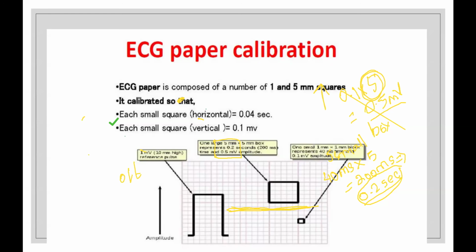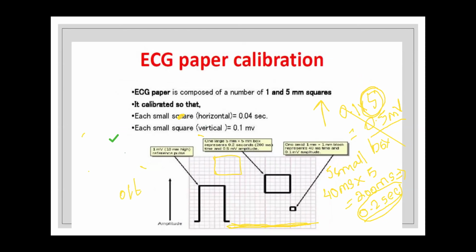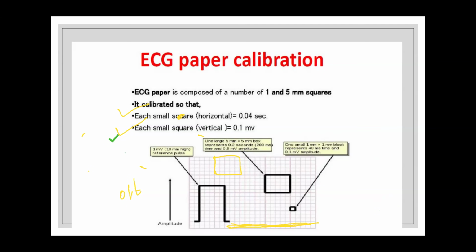Okay. Now we talk about what we mean by ECG calibration. We have already discussed the small box and the large box, and I've given you the calculation for each small square, speed wise and amplitude or voltage wise. Now, what is at the start of the ECG or at the end of the ECG? You always look for this box. This box is very, very important. It tells you about the standardization. The first thing we look at in our ECG is standardization.